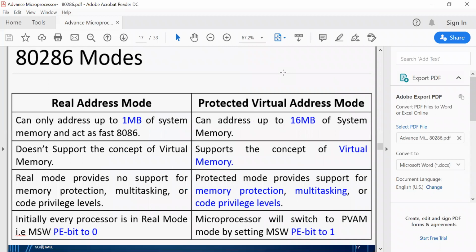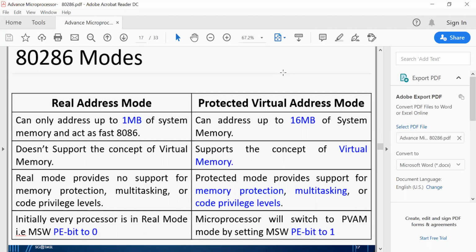So here is the difference between the real address mode and protected virtual address mode. In real address mode, the processor can only address up to 1 MB of system memory, as fast as the 8086 microprocessor. But in protected virtual address mode, it can address a maximum of 16 MB of system memory. So less memory is accessed by real address mode.